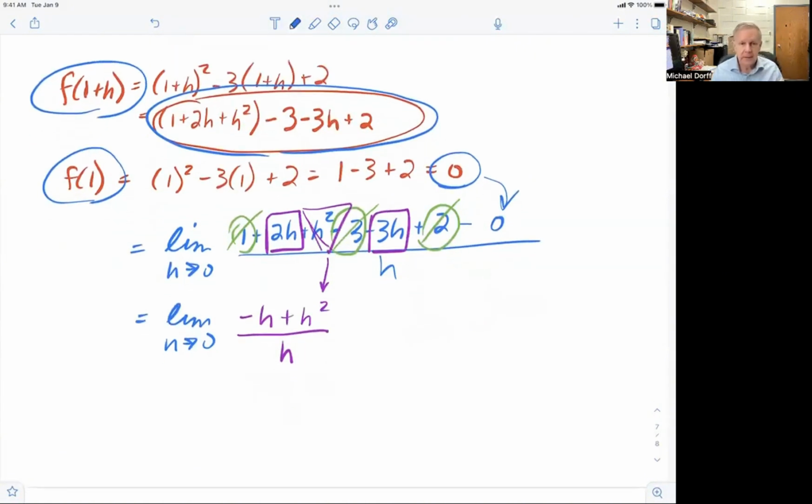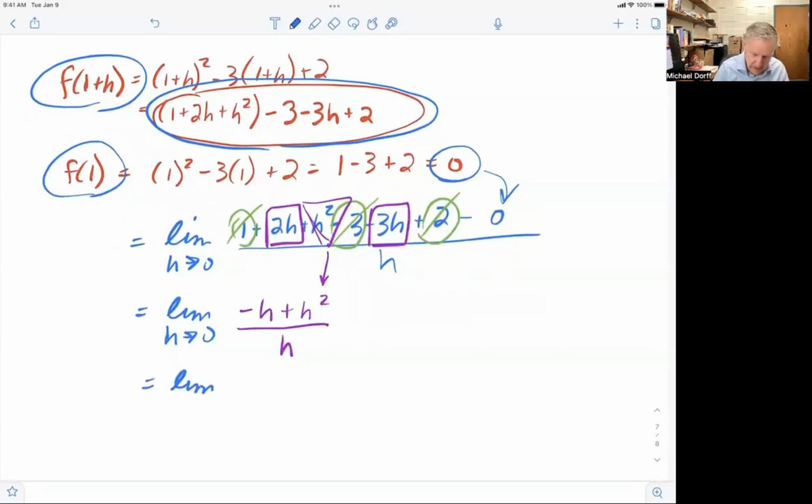Now, if I do the limit, like we've done before, using the substitution method, I get 0 over 0. So what did we learn when we got that? Well, we needed to factor something out so that we could cancel what was on the top and what was on the bottom. So in the top, I'm going to factor out an h. That's going to give me a minus 1 plus h on the top. And on the bottom, I have an h. Now I can cancel out this h with that h.